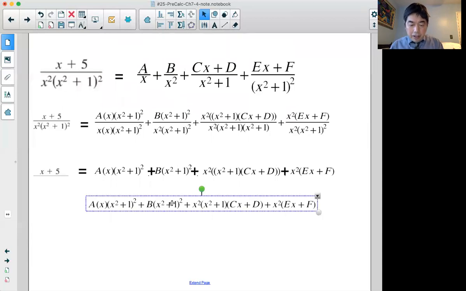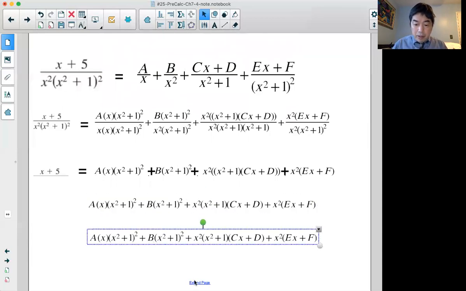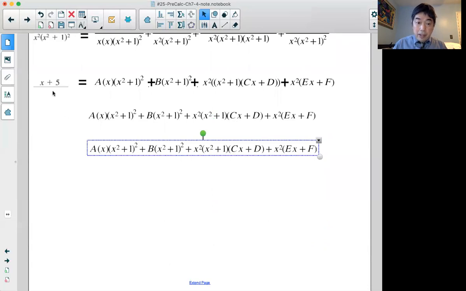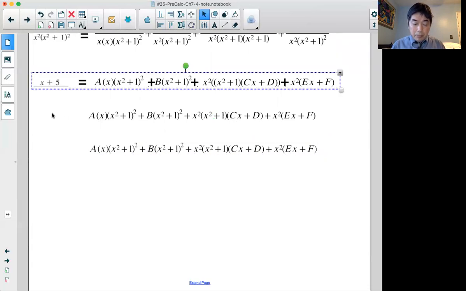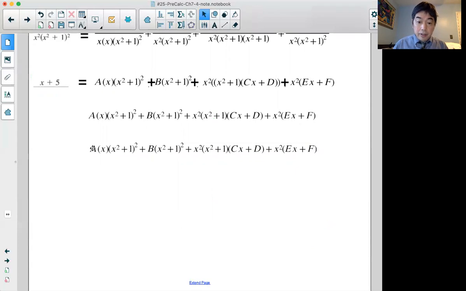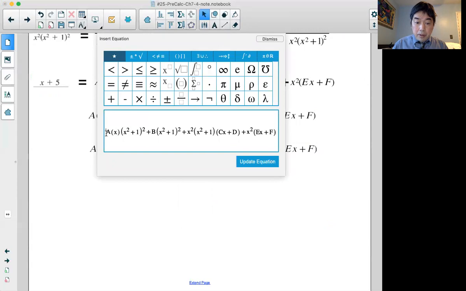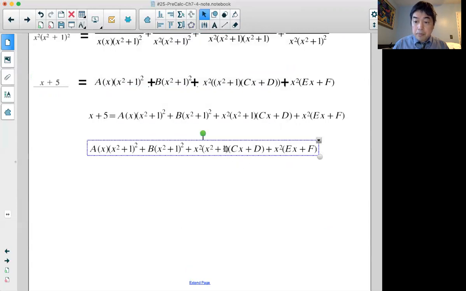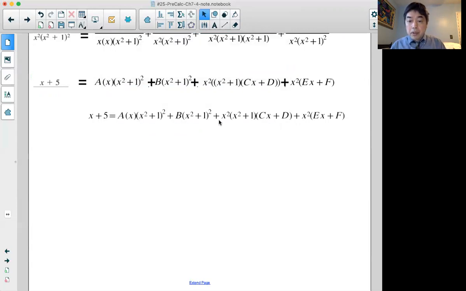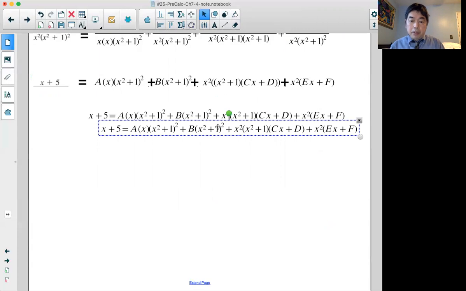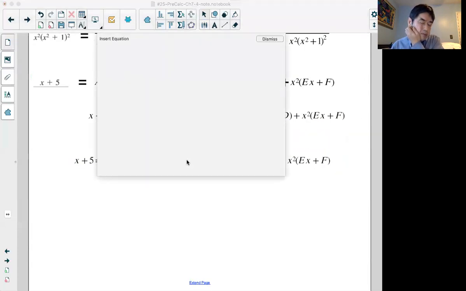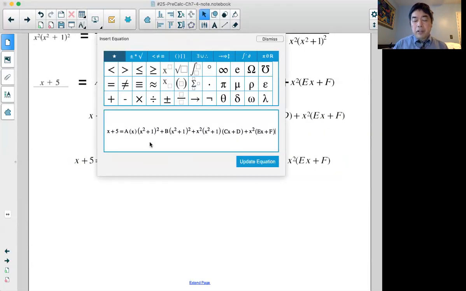Now I will cut and paste here. I hope I don't make a mistake. This is x plus 5, it carries on here. So write down x plus 5 equal to. Okay. So when I make copy here, I will start the distributive property.